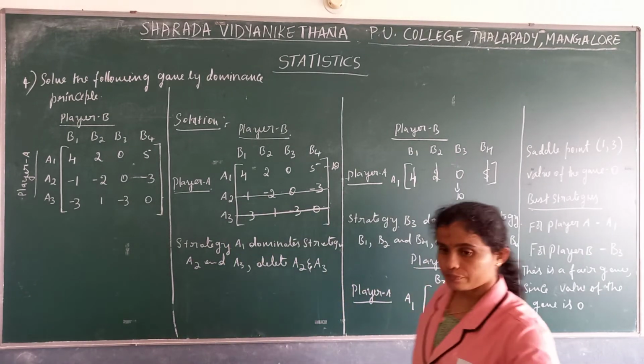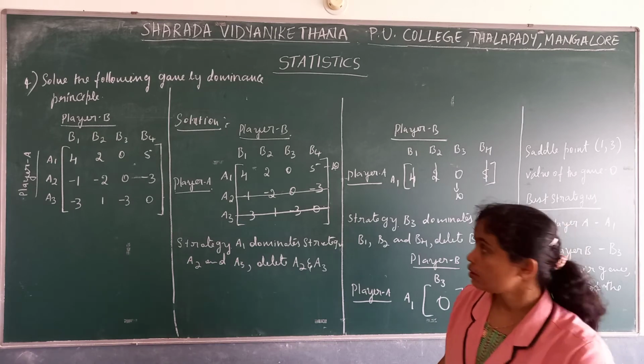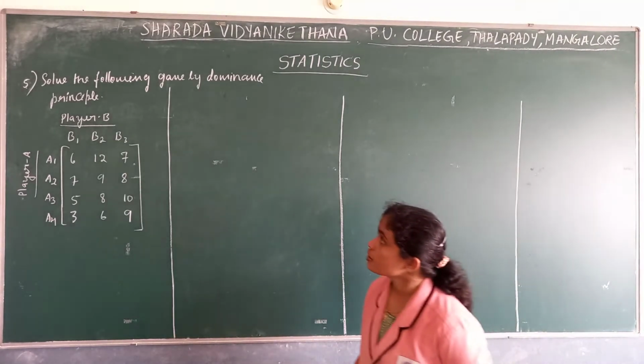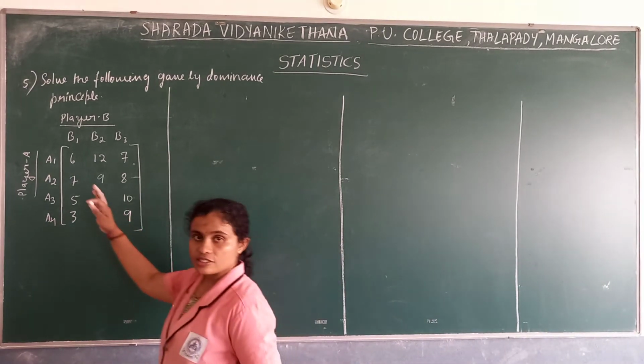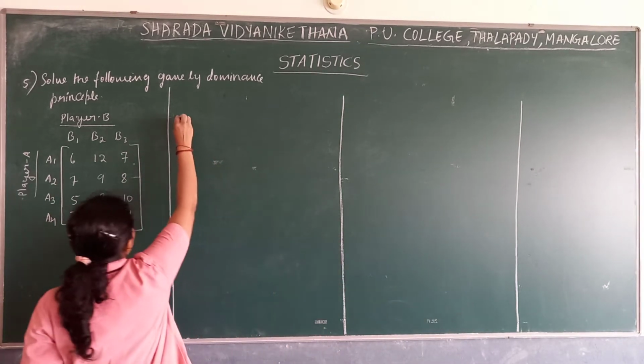Now we move towards the next problem. We'll solve one more problem under the same method. Solve the following game by dominance principle. Here player B has 3 strategies and player A has 4 strategies. Now we'll start with the solution.